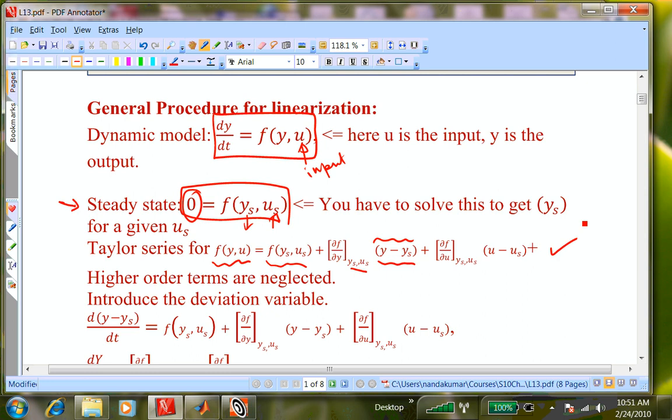Okay. So now, what I'm going to do is go back to the original equation and replace the right hand side f in terms of its Taylor series expansion, this whole term on the right hand side. On the left hand side, I'm writing this as y minus ys, which I've always done simply because ys is a constant number. By taking the derivative, I don't change anything. But that allows me to introduce the deviation variable naturally on the left hand side of the equation also.